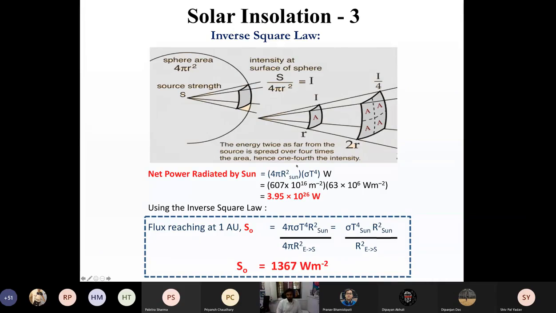So the net power radiated by the sun, we know, is around 3.95 times 10 to the power 26 watts. And the flux of energy reaching 1 astronomical unit, the mean distance between the sun and the earth, is given by the solar constant S0, which will be 4 pi r square sigma T to the power 4 divided by 4 pi r square, where the r in the denominator stands for the distance between the earth and the sun, and the r in the numerator is the radius of the sun. So the solar constant we can calculate to be 1367 watts per meter square. Okay.